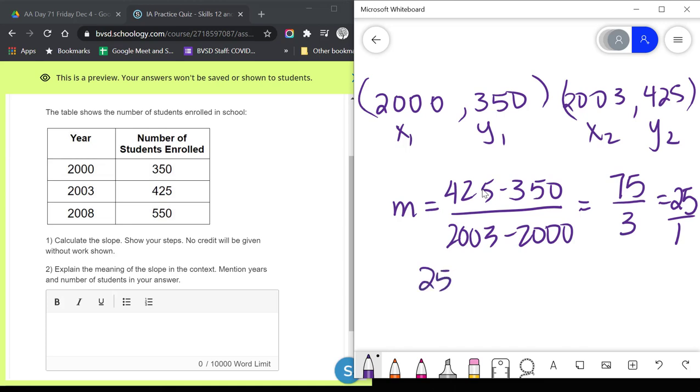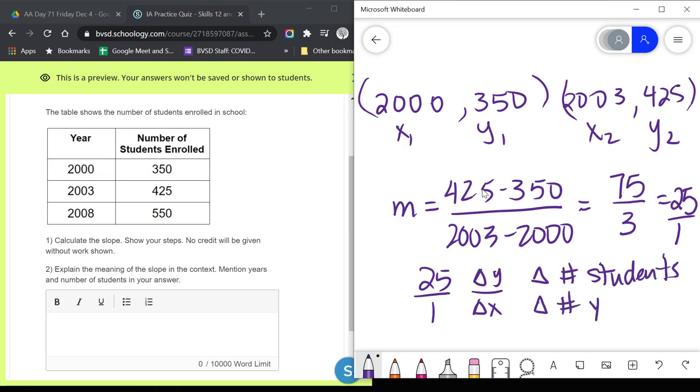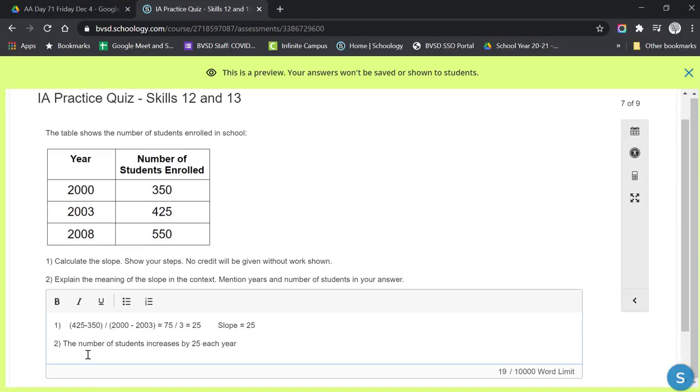So let's remember what that means. Remember, that's the change in y over the change in x. And here the y is the number of students. So this is going to be my change in number of students over my change in number of years. Remember that triangle is just a short way of writing change. Okay, so that tells me that the number of students is changing by 25 every time the year changes by 1. Okay, and here's just an example of how you can type your math in here.